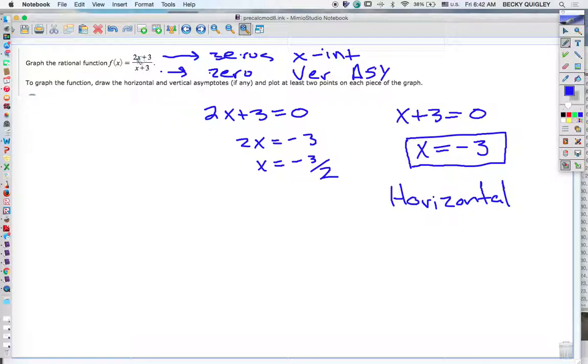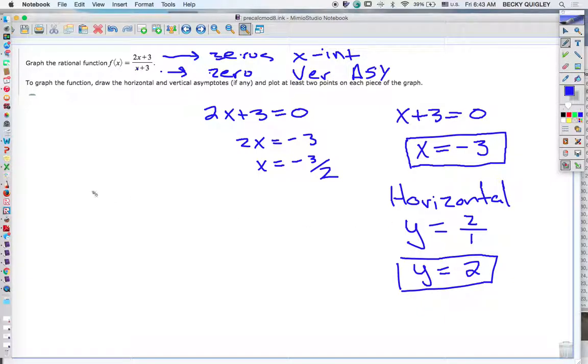So now let's look at our horizontal asymptotes. We want to compare our lead exponents here. We've got a 1 and a 1. They are the same. So remember, if your lead exponents are the same, then your horizontal asymptote is expressed as a fraction, your leading coefficient in the numerator divided by your leading coefficient in the denominator. So we are going to have a horizontal asymptote at y equals 2.